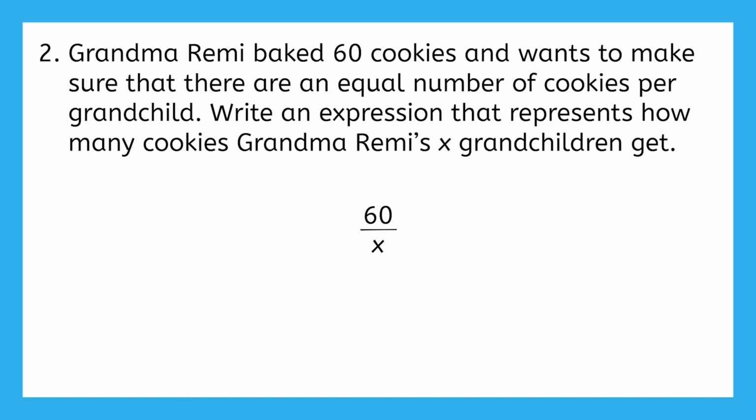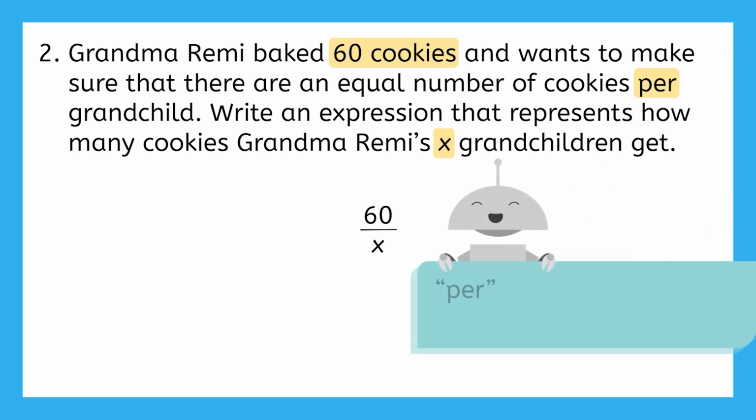Let's look at how the keywords fit this scenario. Grandma Remy has 60 cookies per grandchild. So the word per here is a keyword for division. But wait, per in that last example was a keyword for multiplication. And this is because the keywords per and similarly every can be used to represent both multiplication and division, depending on the context of the situation, of course.